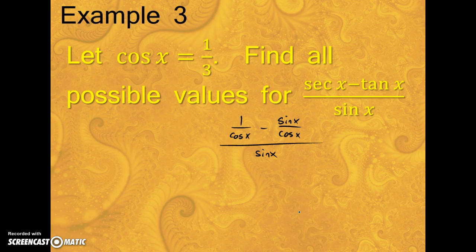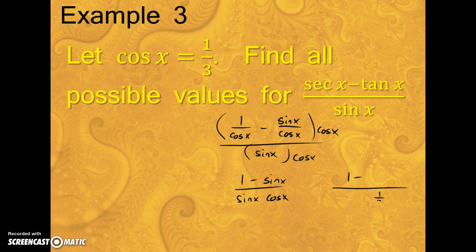Whenever you have a fraction in your fraction, it's a good move to multiply top and bottom by the common denominator. The common denominator here is cosine. So that's going to leave me with 1 minus sine x over sine x cosine x. I know cosine is 1/3. Right now I've got two gaping holes in my problem, and I don't know what they are. I can't express regular sine in terms of cosine. I could do sine squared, but I can't do regular sine. So I kind of have to go back to the drawing board.